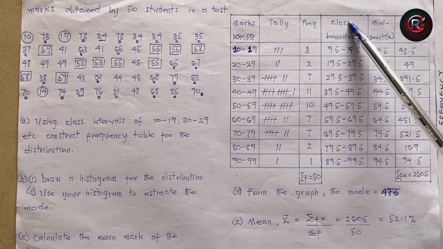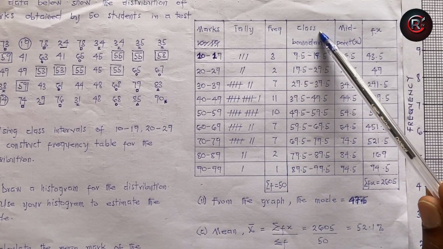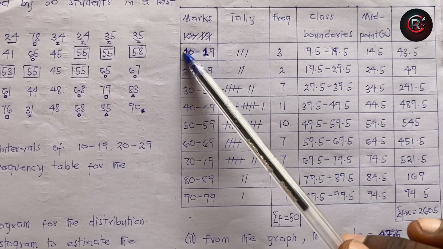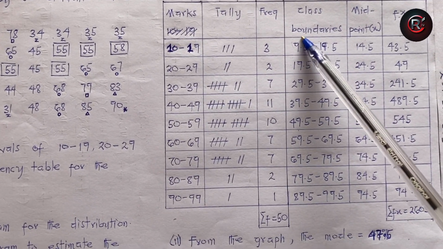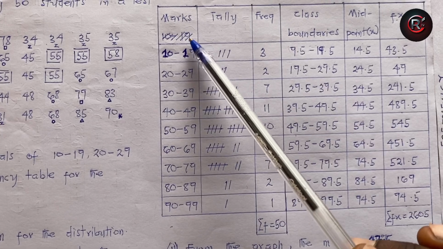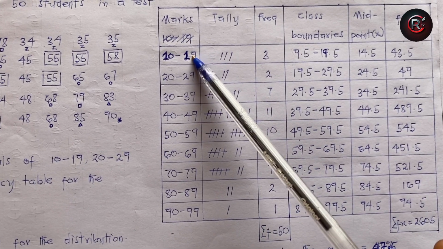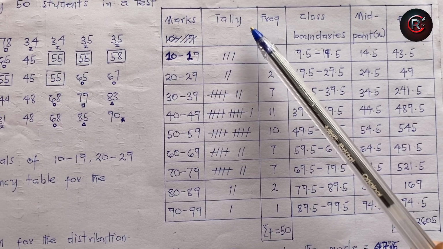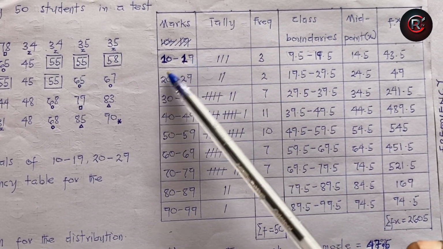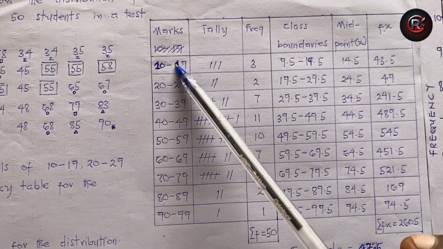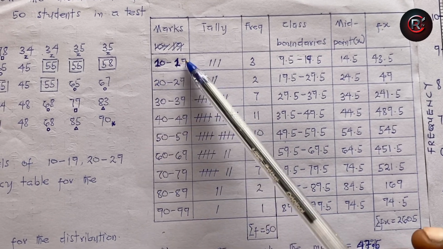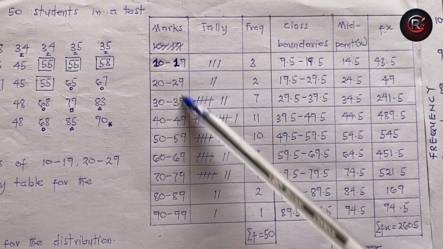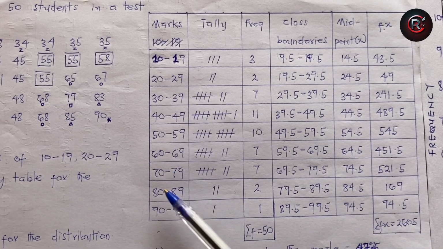The next one is the class boundary. For the class boundary, we subtract 0.5 from the lower class mark here, which will give us 9.5. Then we add 0.5 to the 19, which will give us 19.5. Now the 0.5 is constant because the difference between the 19 and the 20 is 1, and when we divide the 1 by 2, we get 0.5. So 0.5 is constant throughout.